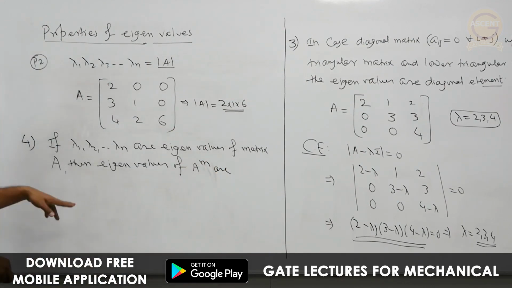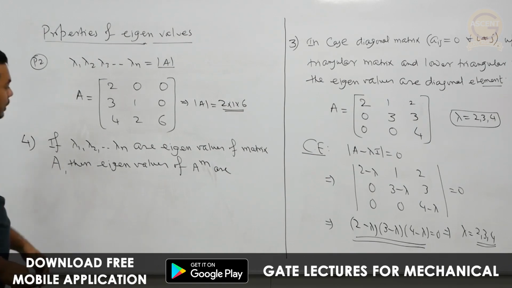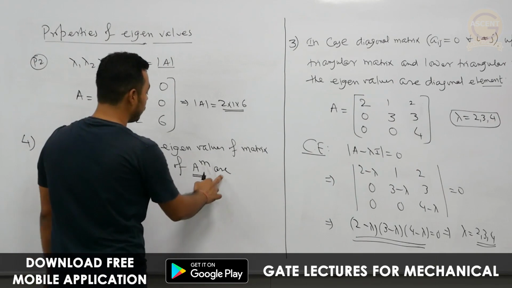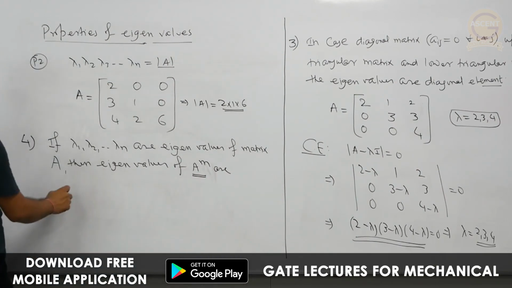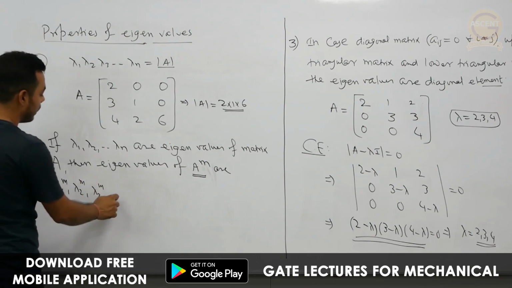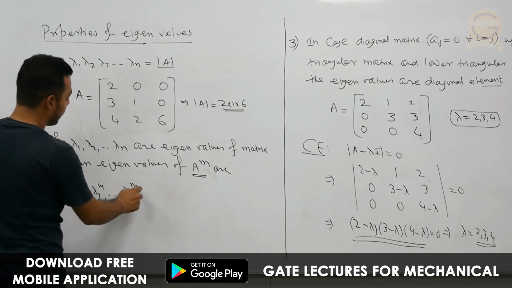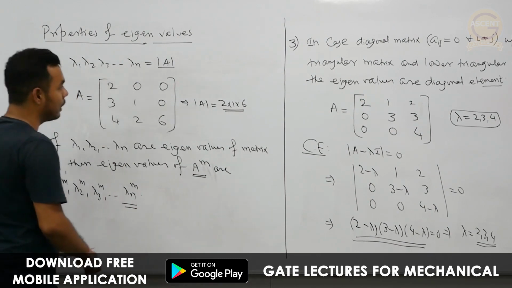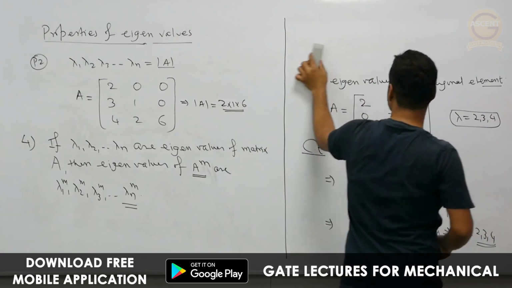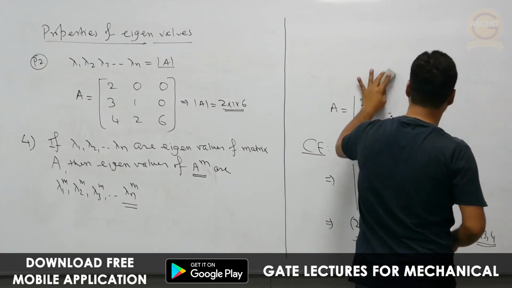So you know the eigenvalues of this matrix A, and now you are interested in finding the eigenvalues of A to the power m. The eigenvalues of A to the power m will be nothing but the mth power of all the eigenvalues: lambda 1 to the power m, lambda 2 to the power m, lambda 3 to the power m, up to lambda n to the power m. So this is our fourth property. Now I will explain that property with the help of an example. It is always better to understand with the help of examples.